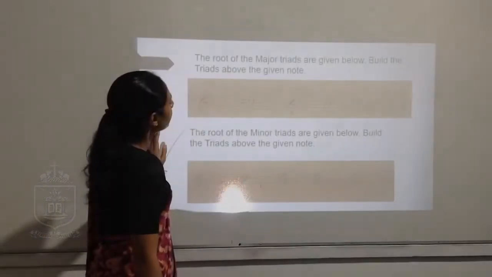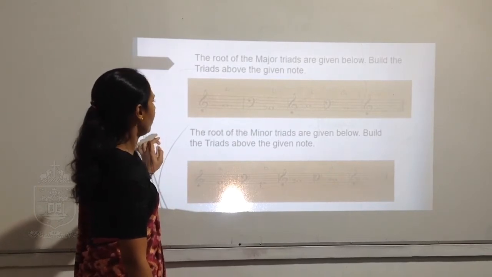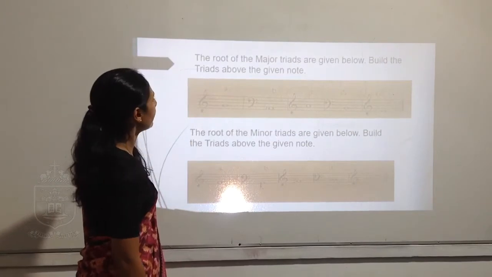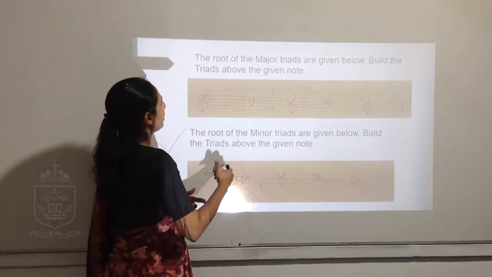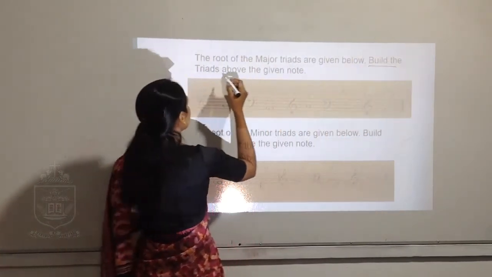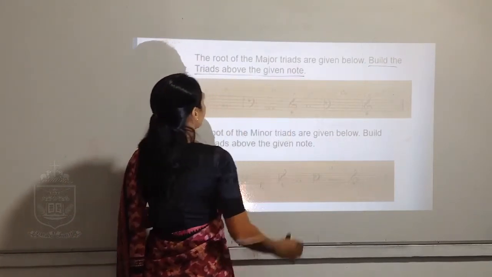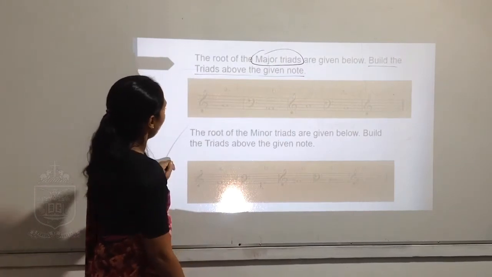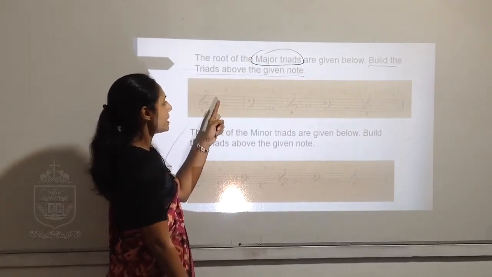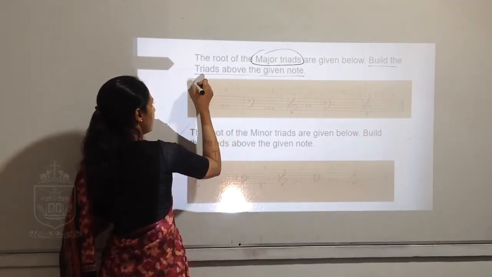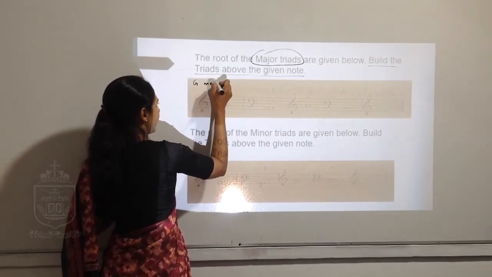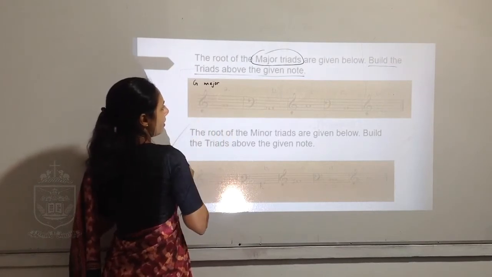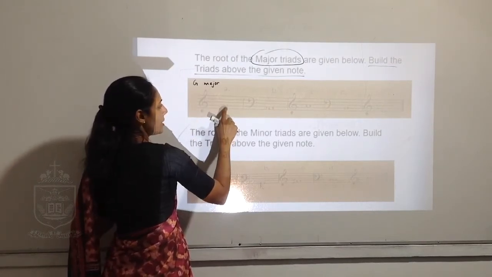So the root of the major triads are given below. All these keys are majors. Build the triad above the given note. Right? You have to build the triad above the given note, and you have to form major triads. So this is treble clef. This note is G. So this is in G major. Now we are going to build a triad on this. So first note is G.